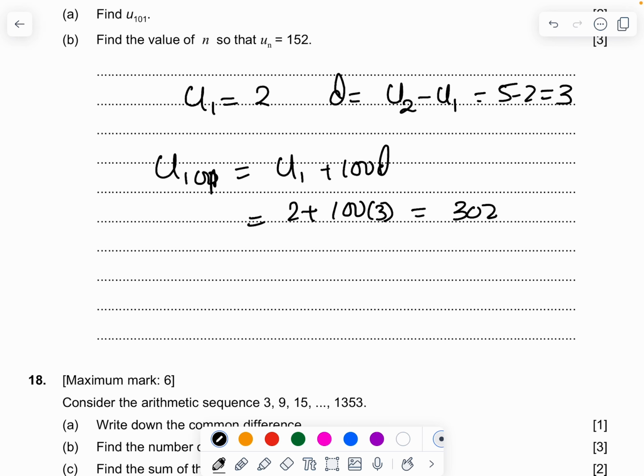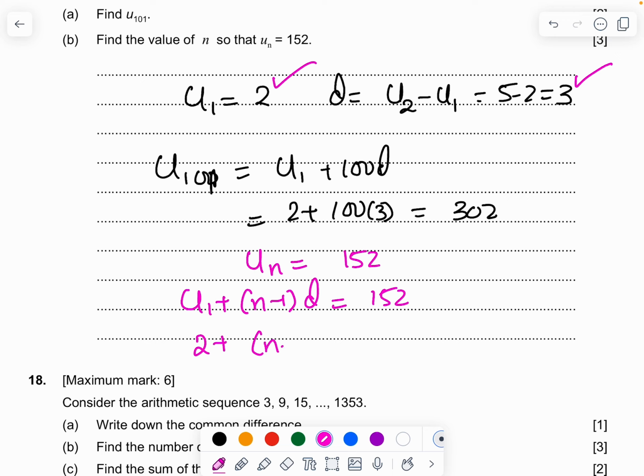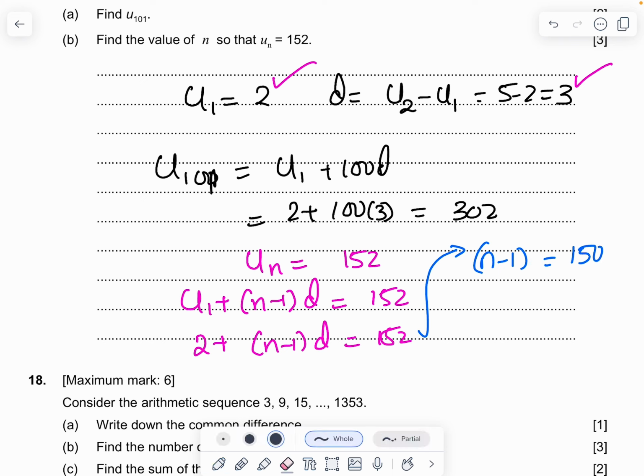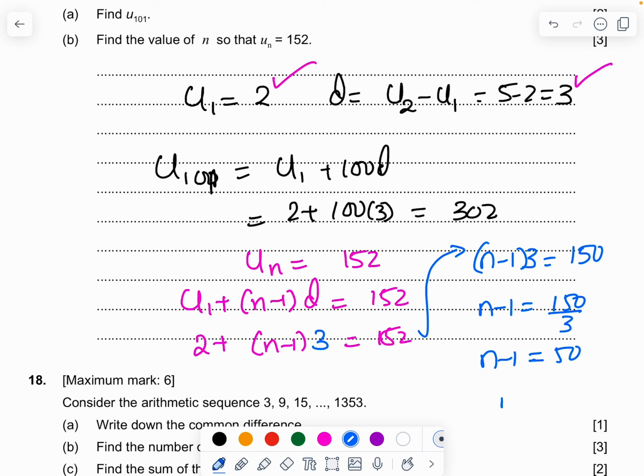Find the value of n where un equals 152. What is the un formula? u1 plus n minus 1 times d equals 152. u1 is 2 and d is 3. 2 plus n minus 1 times d equals 152. From there, n minus 1 times d equals 152 minus 2, 150. But what is the value of d, we know? d value is 3. Divide by 3, n minus 1 equals 150 divided by 3, n minus 1 equals 50, n equals 51.